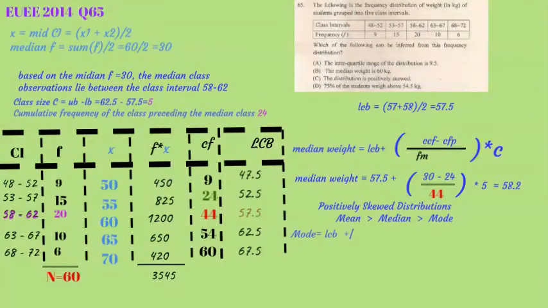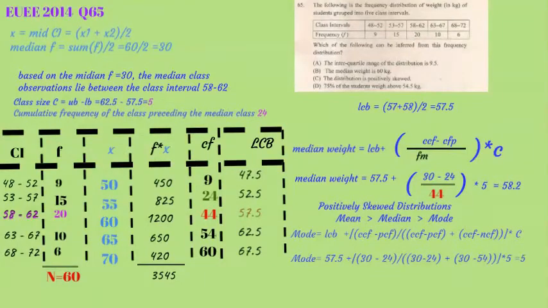Next, let's calculate the mode. The mode is equal to LCB plus the current cumulative frequency minus the preceding cumulative frequency, divided by the current cumulative frequency minus the preceding cumulative frequency plus the current cumulative frequency minus the next cumulative frequency. All this times C, the class size. So that will give you your mode.